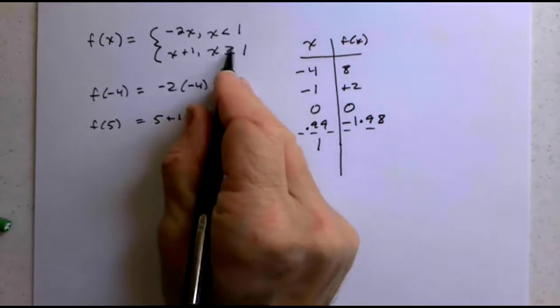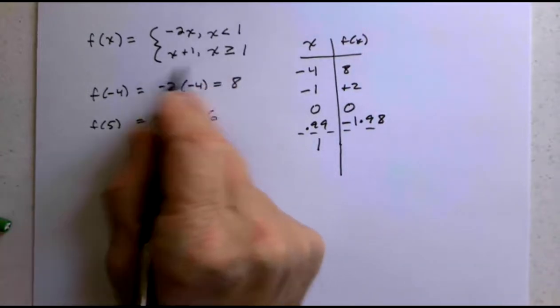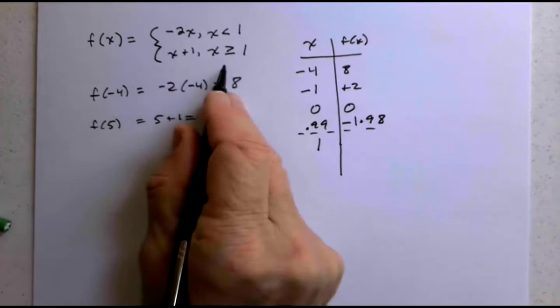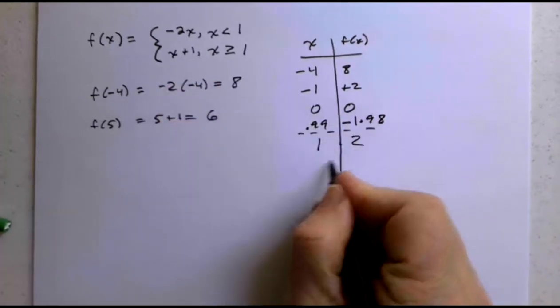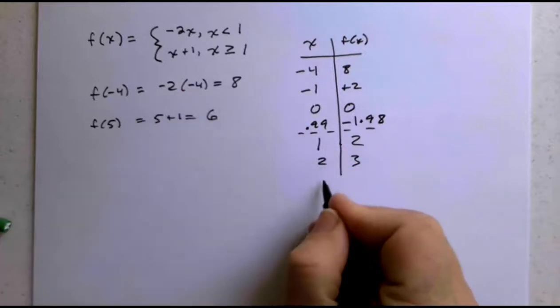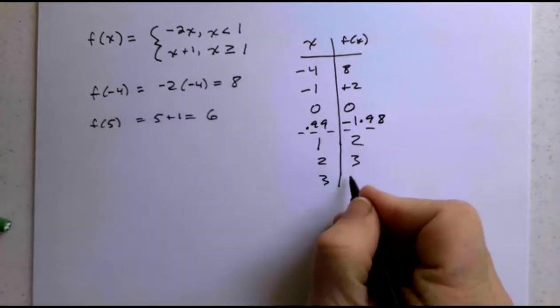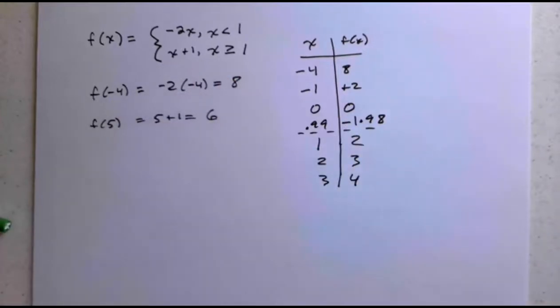When I go to 1, that's greater than or equal to 1, that moves me onto the second branch of that piecewise equation, right? 1 plus 1 is 2. If I go to 2, 2 plus 1 is 3. I go to 3, 3 plus 1 is 4, etc. Let's go ahead and graph those points on Desmos and see if we can get a feel for how that works. So let me go ahead and load Desmos first. We'll do our graph and then we'll take a look at it.